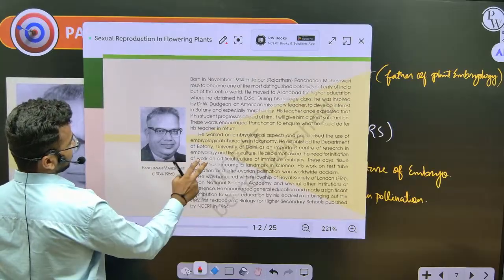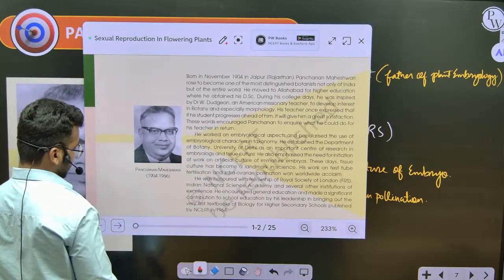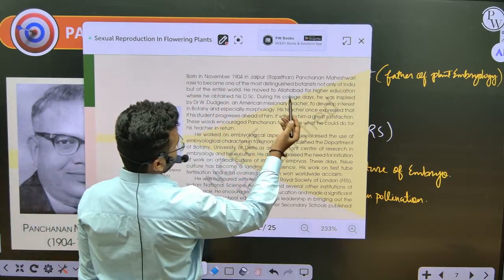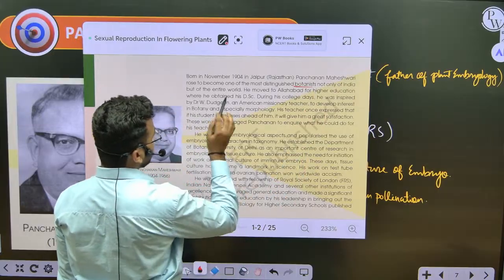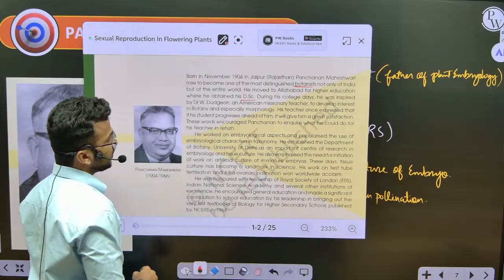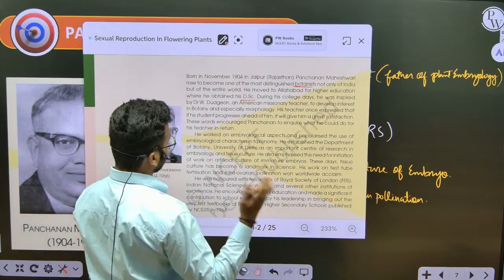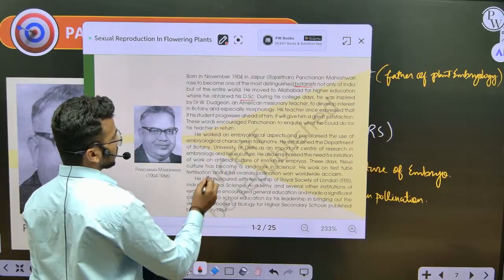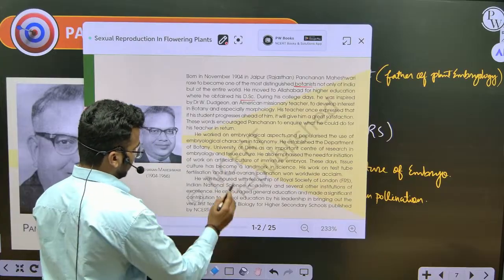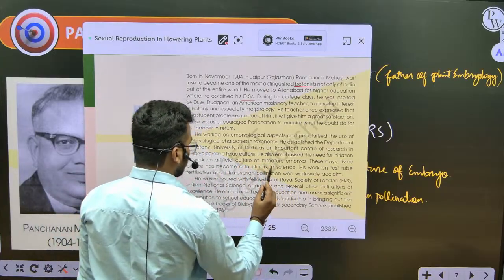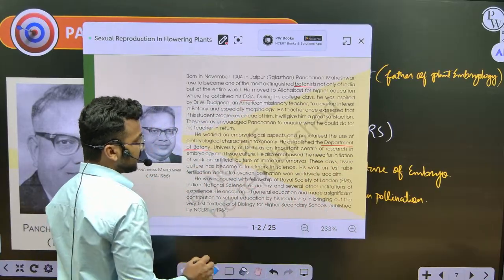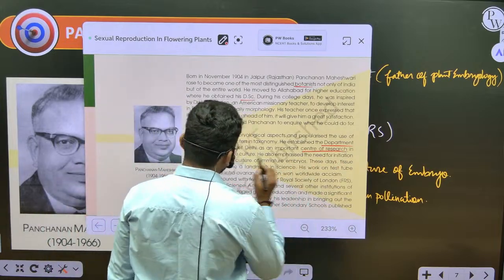Next is about him, Panchanan Maheshwari. Here you can see that Panchanan Maheshwari became one of the leading botanists, not only in India but throughout the entire world. He got a DSc degree, Doctor of Science, and some information is given that we can read later. He established the Department of Botany in the University of Delhi, a center of research in embryology.